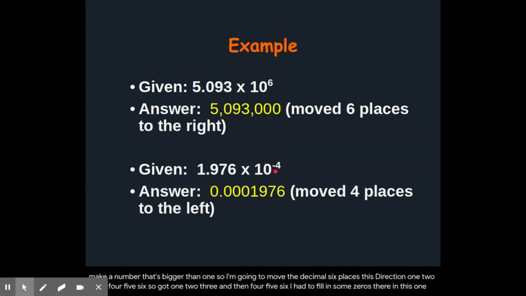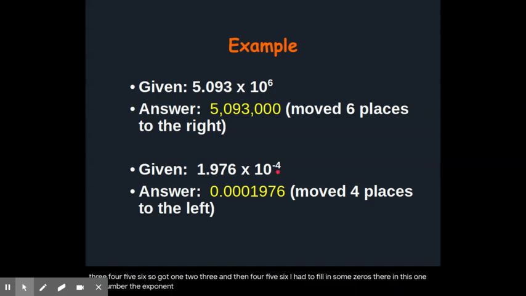In this one, the exponent is negative, so the original number must be less than 1. So I'm going to move the decimal to the left to make that happen. I'm going to move it 4 places to the left. So you can see I moved it 1, 2, 3, 4 places to the left.